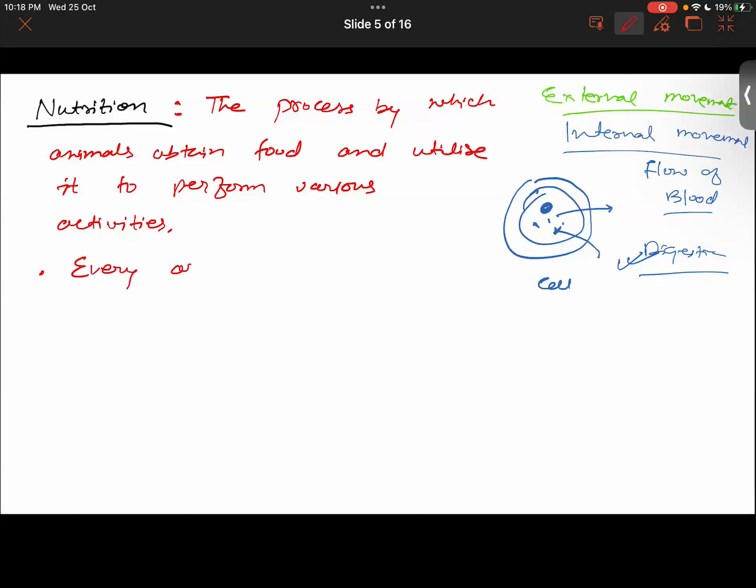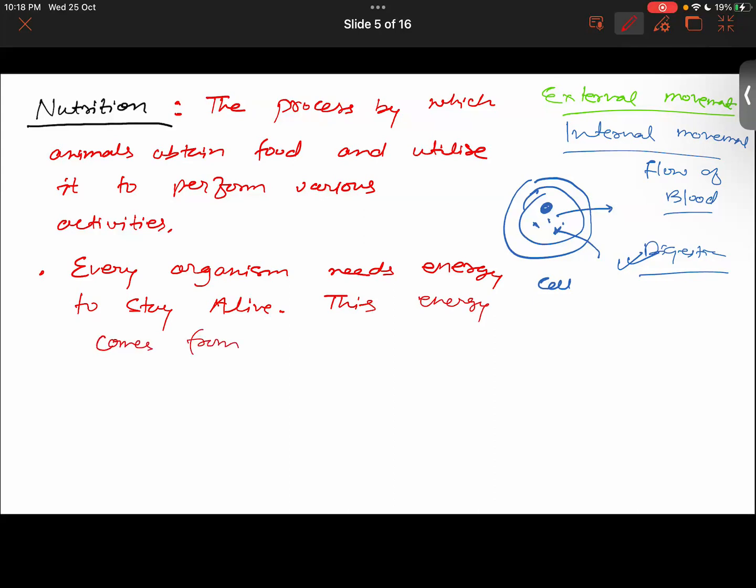And every organism needs energy to stay alive. And this energy comes from nutrition. Is that clear?